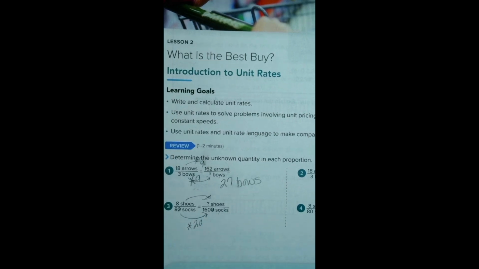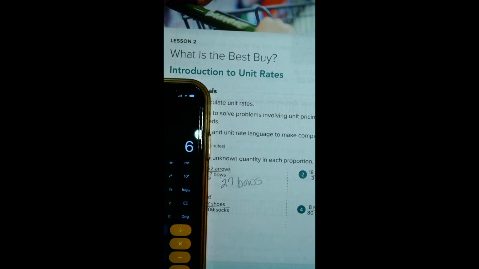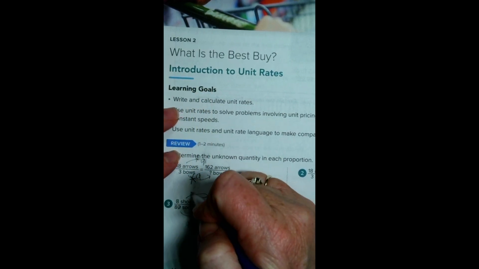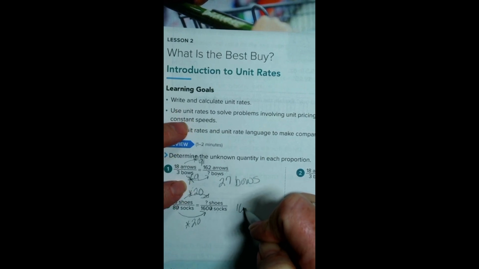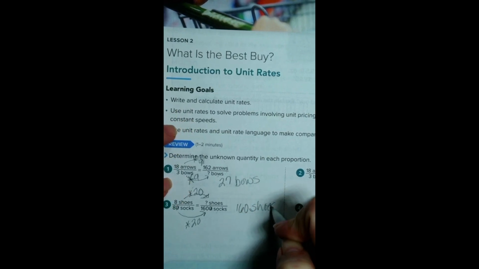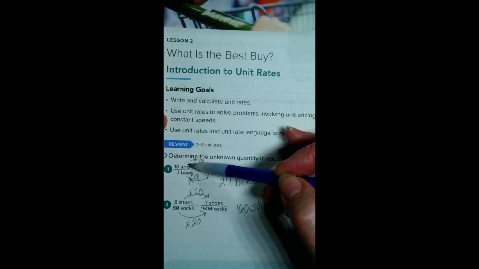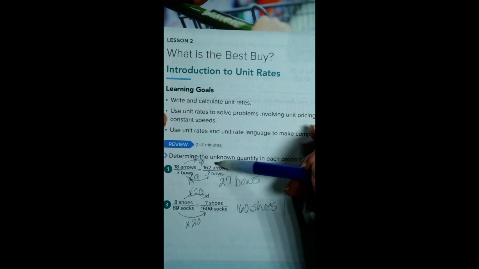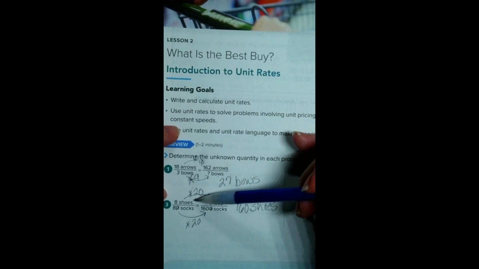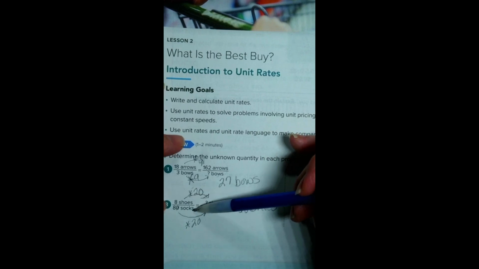If you want, I can do that here on the calculator. So 1,600 divided by 80 is 20. So we're doing a times 20 up here as well. So we're going to get 8 times 20 is 160 shoes. So for this one, when there's 18 arrows and 3 bows, an equivalent ratio would be for every 162 arrows, there are 27 bows. And number 3, for every 8 pairs of shoes, there are 80 socks.